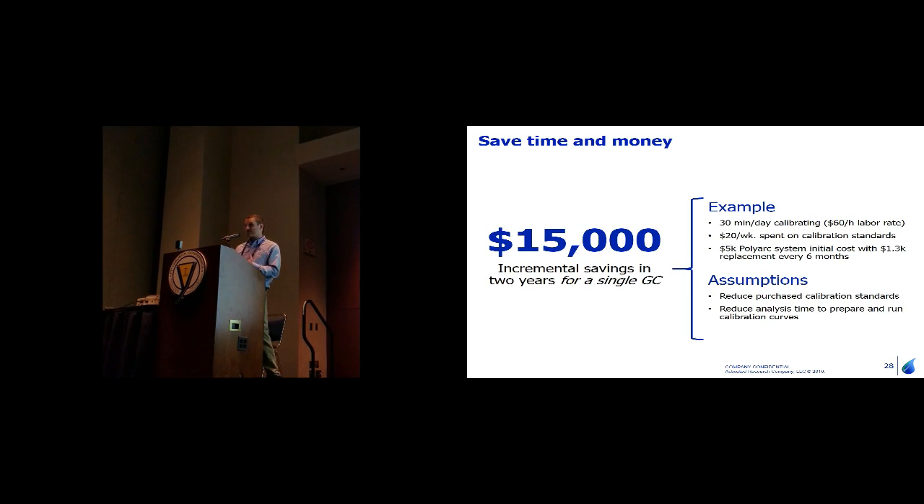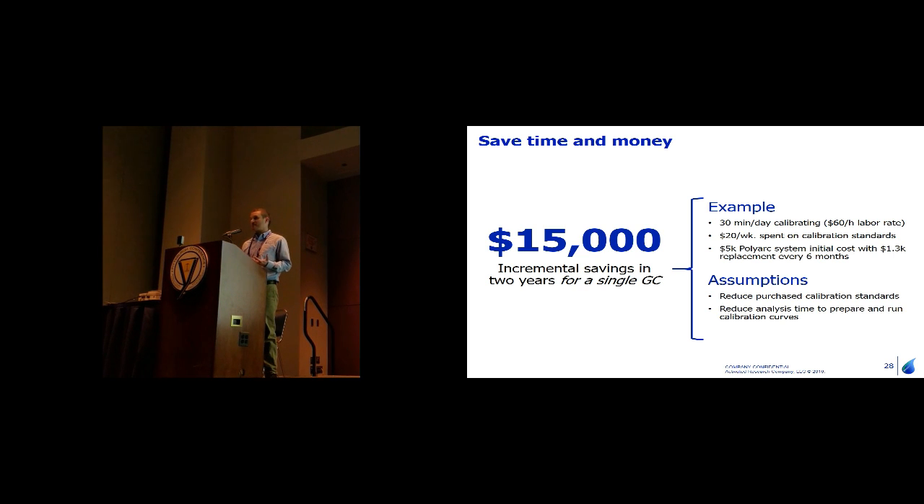So what some of our customers are seeing out there are some big savings in terms of reducing the amount of calibration or even eliminating calibration completely when it can be done. And this is just a simple example of 30 minutes per day calibrating, $20 per week spent on calibration standards. Very conservative, very low numbers. Most people are spending quite a bit more. We have customers that spend $10,000 on a single calibration standard or cylinder, and the cost of our system is less than that. So it's actually paying for itself in one calibration. And so here they see about $15,000 in a conservative estimate of savings for a single GC.